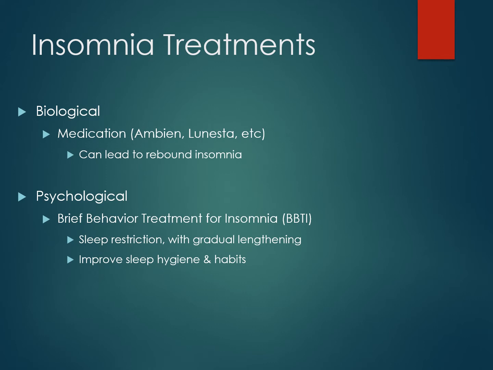The person is asked to monitor their sleep for a week to get a good idea of the total hours of sleep they are actually getting on average. Let's say that someone goes to bed at midnight and gets up at 7, but they're only actually sleeping about 5 hours during that time. So since 5 hours is the amount of sleep they're getting, they are put on sleep restriction for 5 hours for the first week. This means that the person can only be in bed trying to sleep for 5 hours.